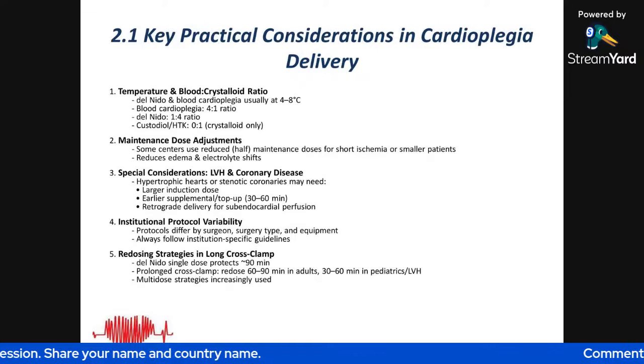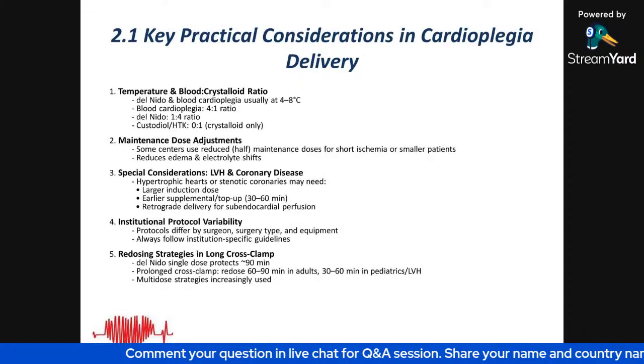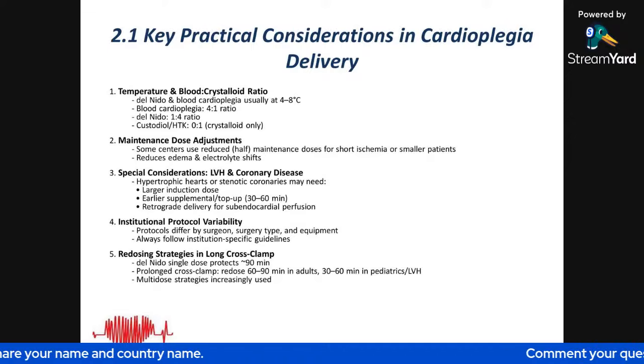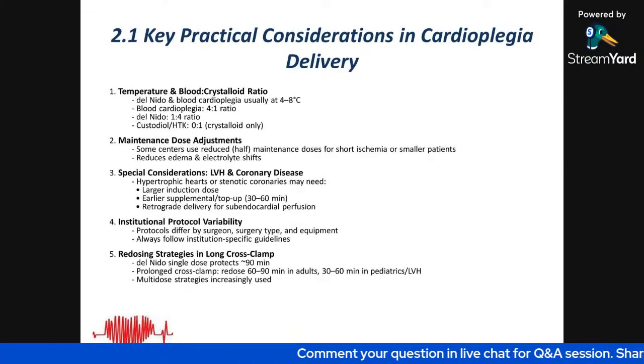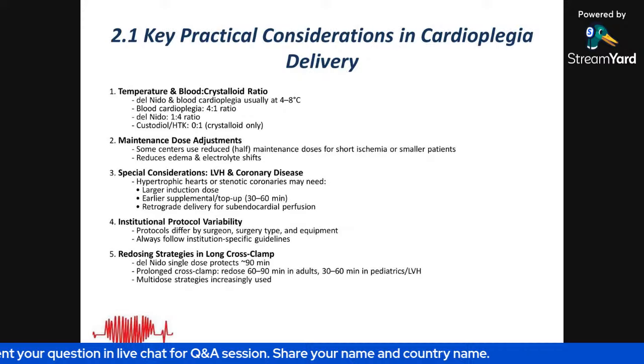Key practical consideration in cardioplegia delivery. Number one is temperature and blood crystalloid ratio. This ratio is so important. Del Nido and blood cardioplegia are usually administered at 4 to 8 degrees Celsius. For the ratio, blood cardioplegia is 4 to 1, actually. Sorry, I said ratio. And Del Nido is 1 to 4.